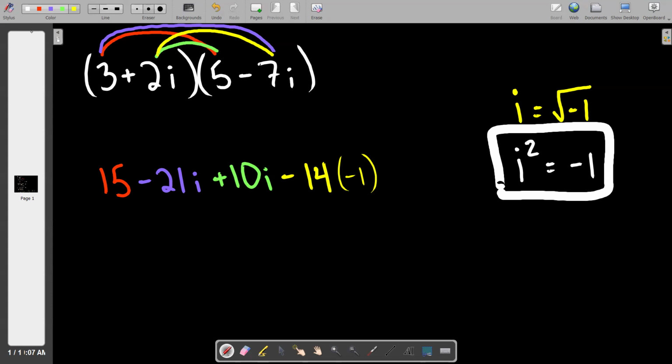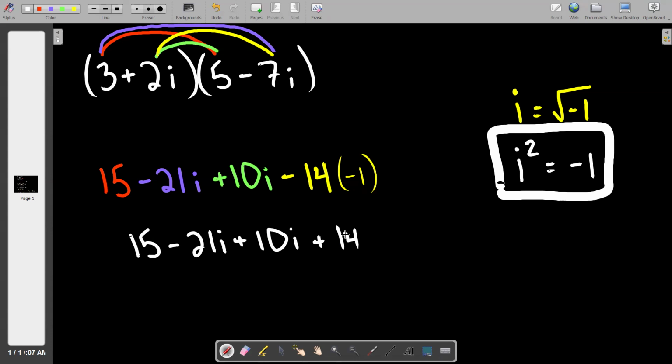Correct. So if I rewrite this answer, and I'm going to switch to all white now, it would be 15 minus 21i plus 10i, plus 14. What I think is so super dope about that is that something that at first looked imaginary is actually a real number. Negative 14i squared, you're like, oh, you really just equal 14. Cool. And now it's time to combine our like terms.